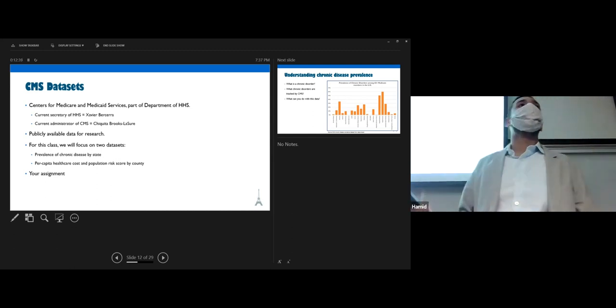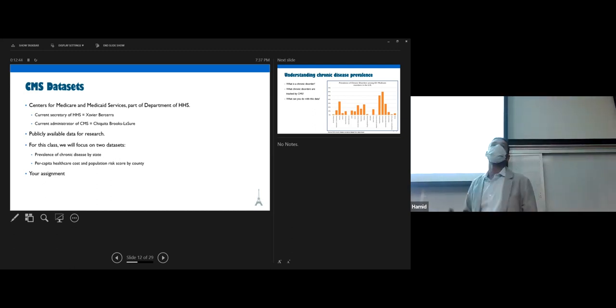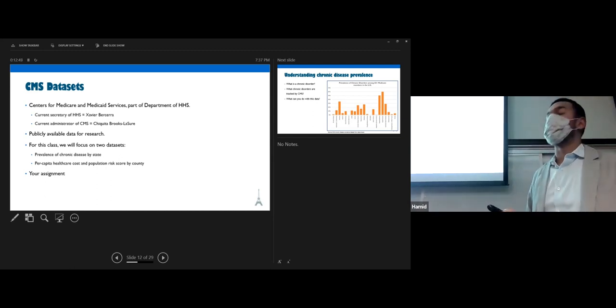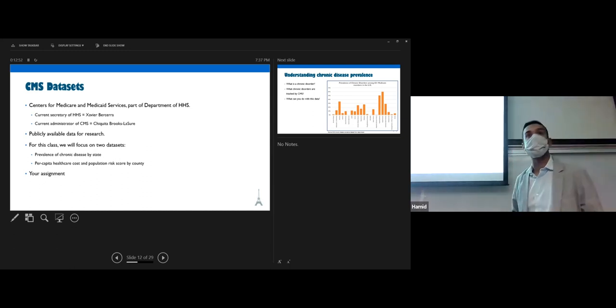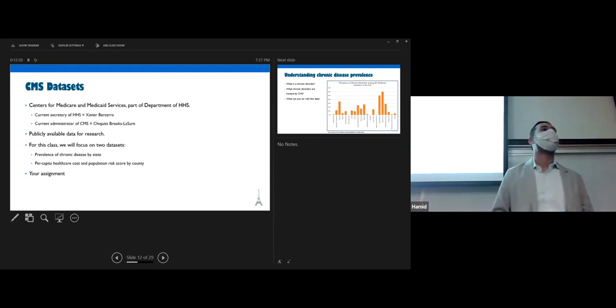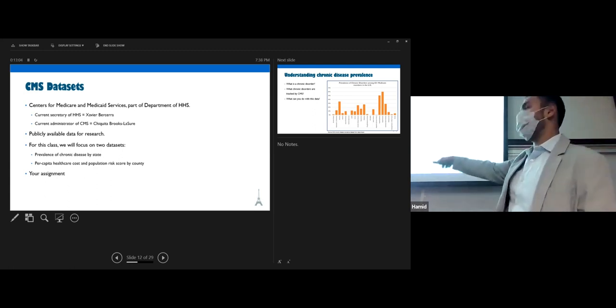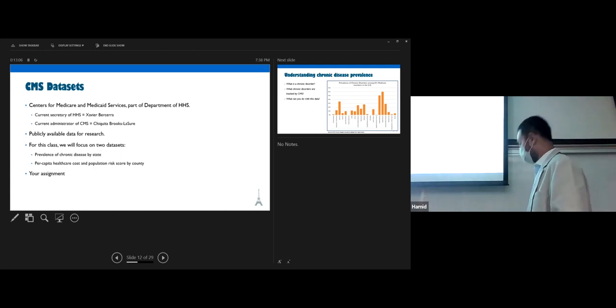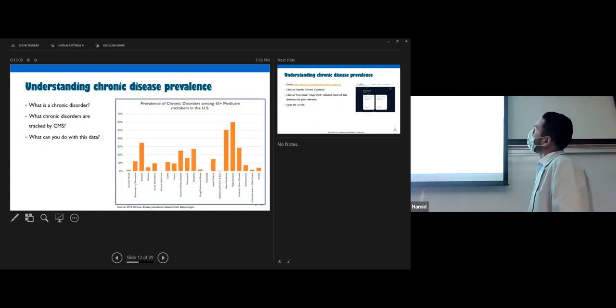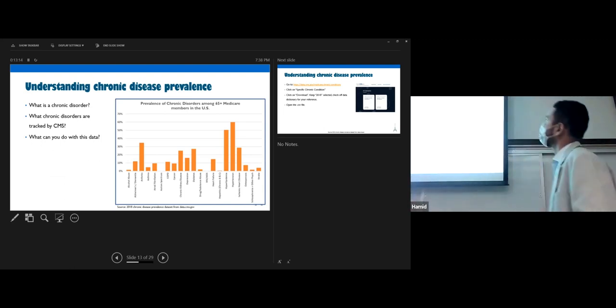CMS makes a lot of data publicly available for research. So for this class, we'll focus on two data sets. One of the data sets is regarding prevalence of chronic disease by state in the US. The second data set we'll use is per capita healthcare cost and population risk score by county in the US. And then later on, I'll go through your assignment. I think, Professor, you sent an email out with the information. We'll touch on that in a second.